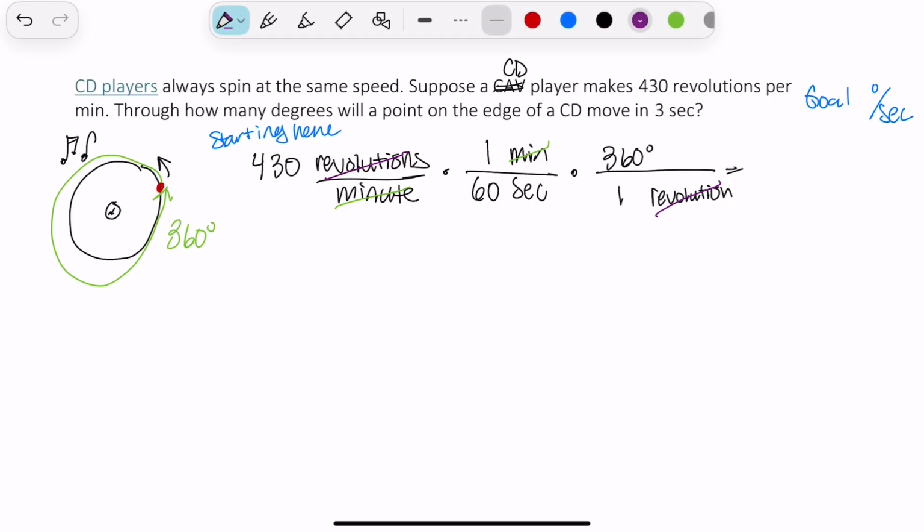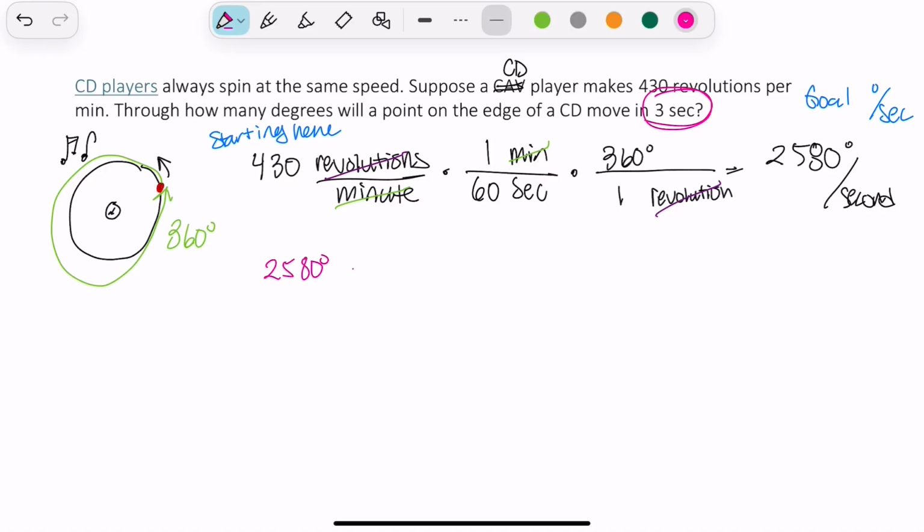All right, and what does that give us? That works out to be 2,580 degrees per second. Well, we're not quite done because remember, we wanted to know how far it would move, how many degrees in 3 seconds. So in order to figure that out, let's multiply by 3. So 2,580 degrees in 1 second. So multiply by 3 to get our final answer.